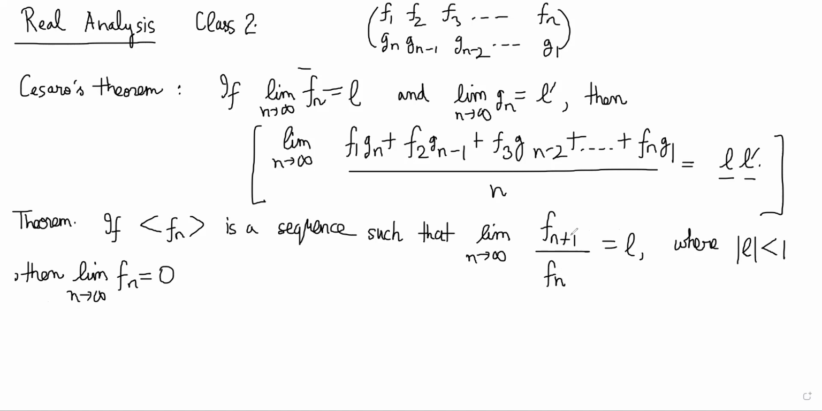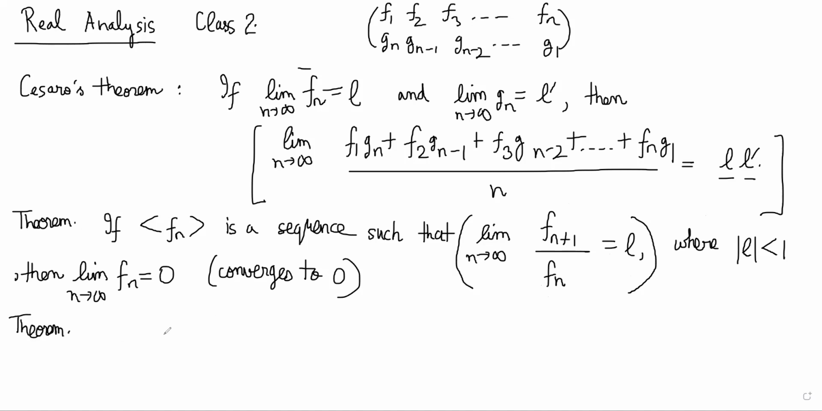Okay. So this condition is there. If the limit of the ratio of the n plus 1th term to the nth term is some L which is less than 1 in mod, then the nth term here will tend to 0. It converges, and it converges to 0. Okay. This is simple to understand, right? No issues here.